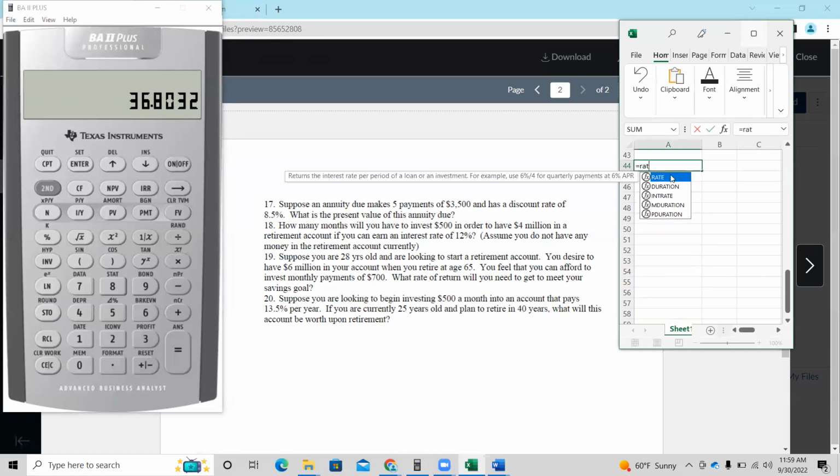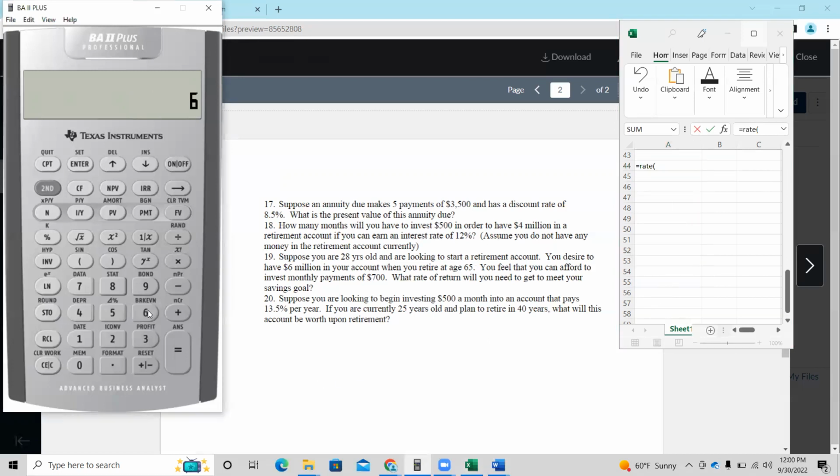Okay, so I'm going to say equals rate. All right, the number of periods are, I'm 28 years old and I'm going to retire when I'm 65. So to figure out what this is, I'm going to take 65 minus 28. I've got 37 years to retirement, but how frequently will interest compound? Again, the rule of thumb is interest will compound as frequently as you make your payments. So these are monthly investments. So I'm going to multiply that by 12 to get the number of months. Okay. So I have 444 months of investing $700.